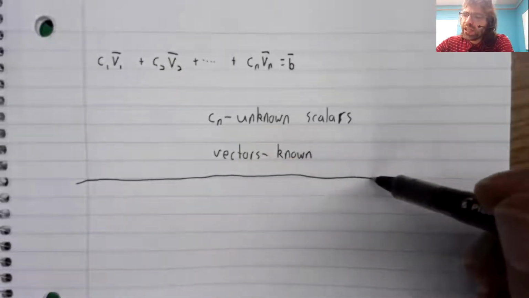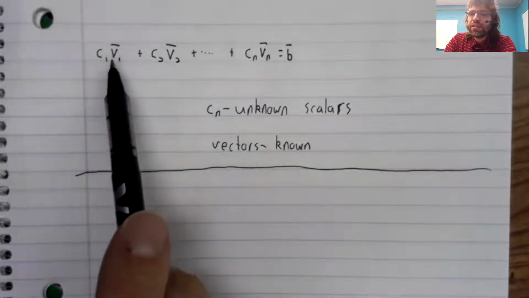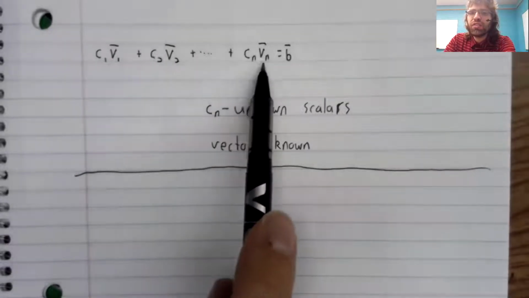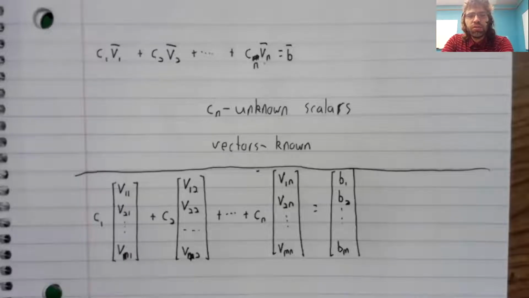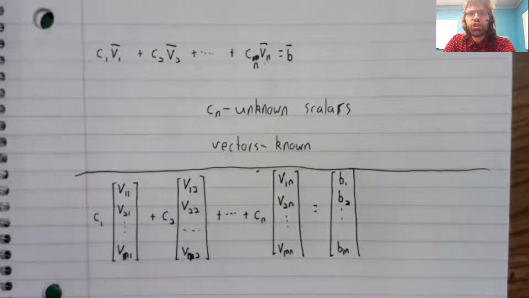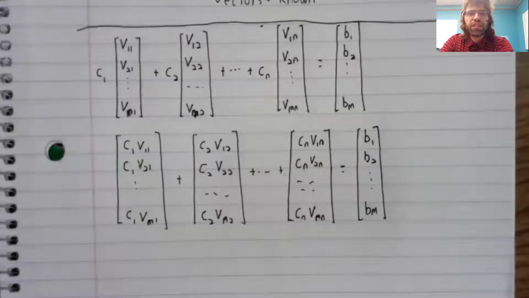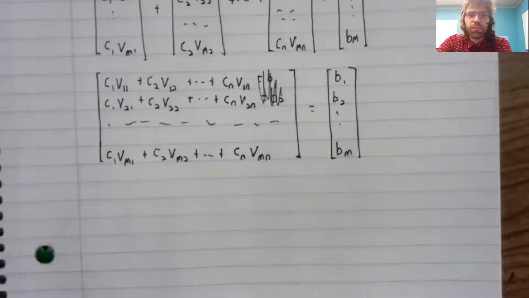To see how this relates to systems of linear equations, let's rewrite this so that the components of these vectors appear. So here's our vector equation. We can do all of this scalar multiplication like so. And now we can do this addition to get to this equality.